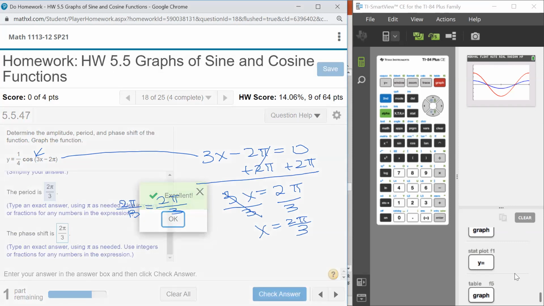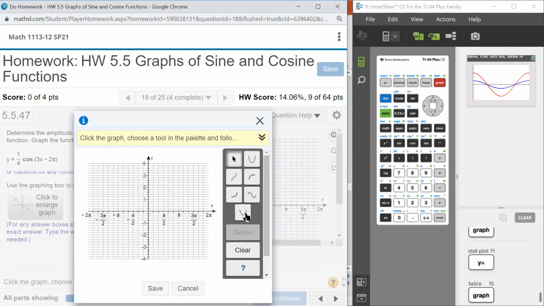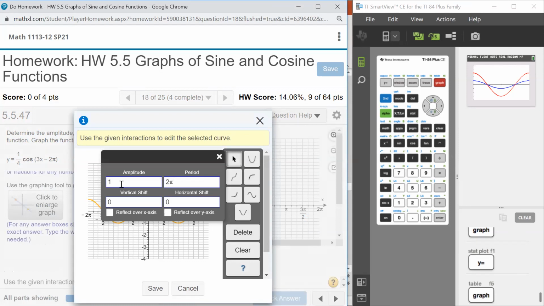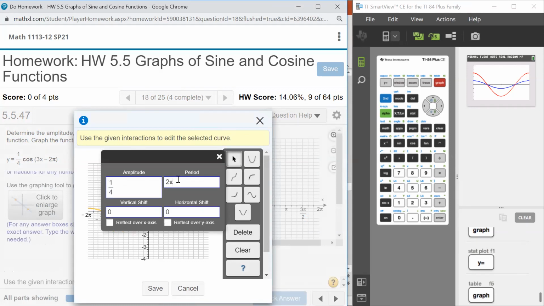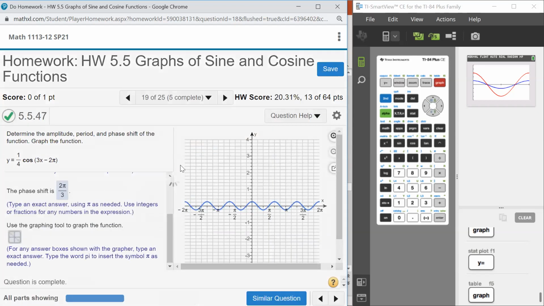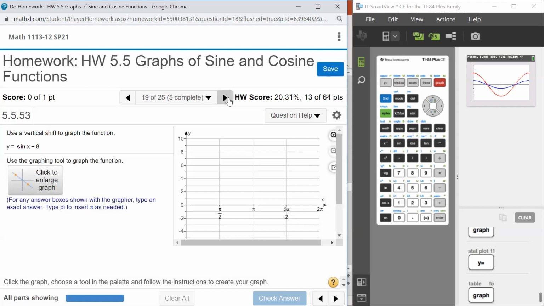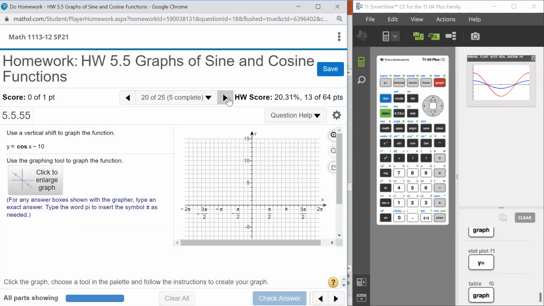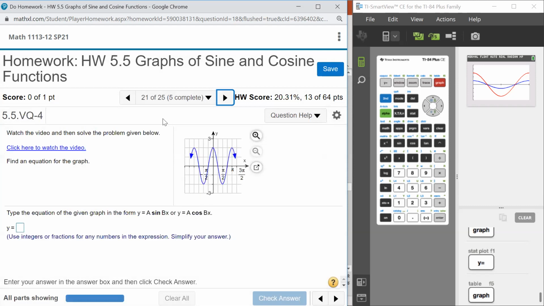Okay, time for the graph part, which is really the easiest part after you find all that stuff. So we pick the cosine tool. Our amplitude is 1 over 4. Our period is 2 pi over 3. Our phase shift or horizontal shift again is 2 pi over 3. And then we save and then check our answer. So we're done. So the graphing part is super simple. MyMathLab just makes it super easy to do, so you can just do it this way.